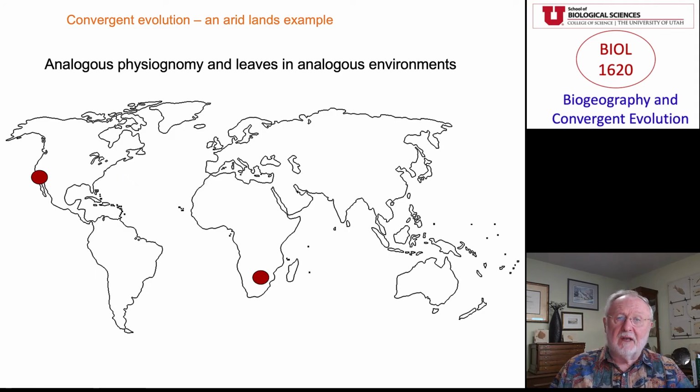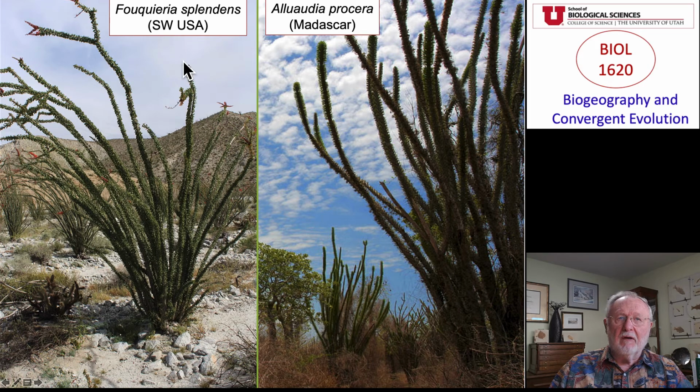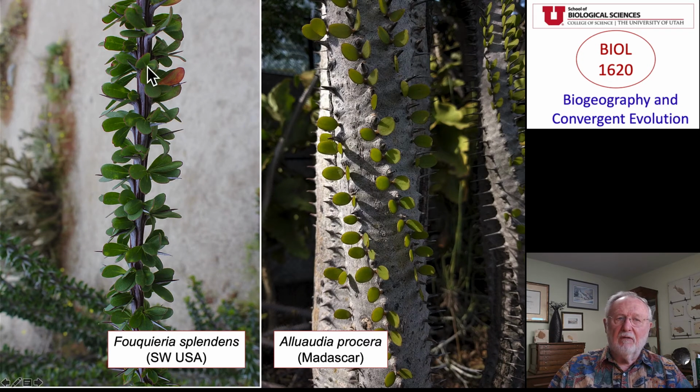We can find other examples, and here's an example looking at arid lands. Let's look at a plant from the desert of California or from the desert in southern Africa. Here we have Fouquieria in the southwestern part of the United States, and Alluaudia in parts of Africa and in Madagascar. They look the same. Multiple stems arising from the base, no branching other than from the base. If we look more closely at these leaves, we find that Fouquieria splendens has sharp spines with deciduous leaves coming out, and we find the same thing when we look at Alluaudia.